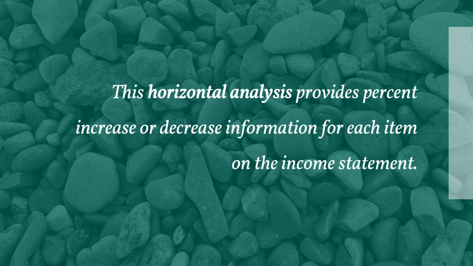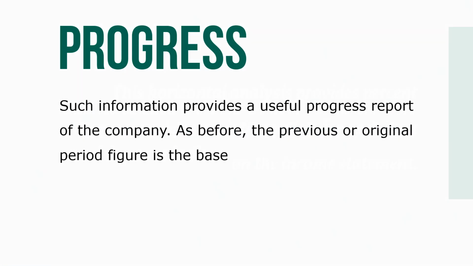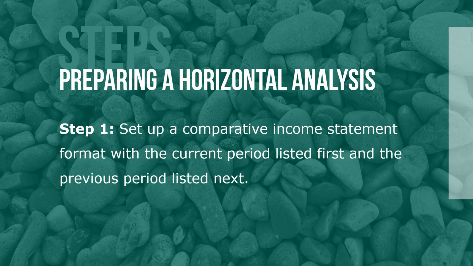This horizontal analysis provides percent increase or decrease information for each item of the income statement. Such information provides a useful progress report for a company. As before, the previous or original period figure is the base. Here are the steps for preparing a horizontal analysis. Step 1. Set up a comparative income statement format with the current period listed first and the previous period listed next.